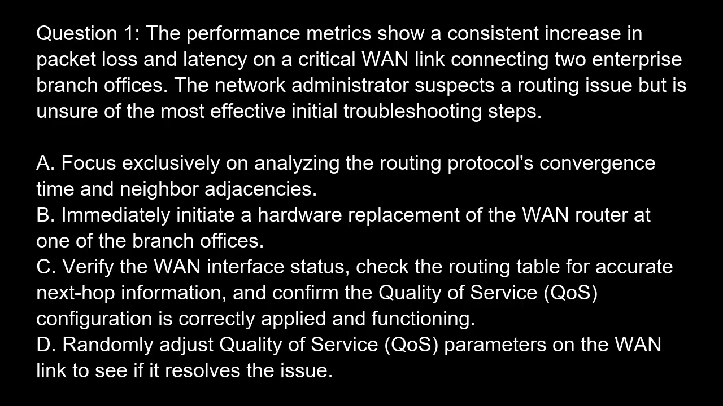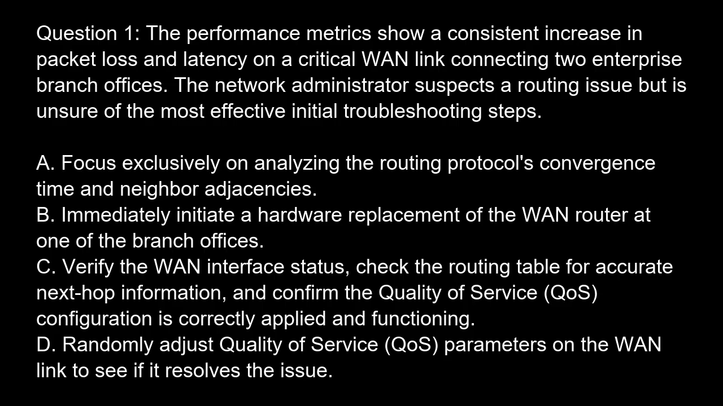Question 1. The performance metrics show a consistent increase in packet loss and latency on a critical WAN link connecting two enterprise branch offices. The network administrator suspects a routing issue, but is unsure of the most effective initial troubleshooting steps. Option A. Focus exclusively on analyzing the routing protocol's convergence time and neighbor adjacencies.